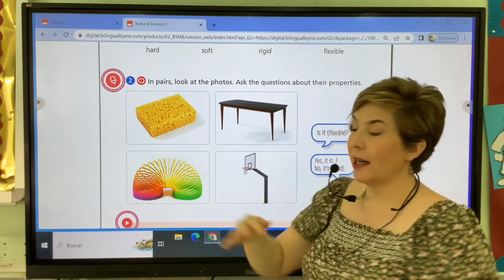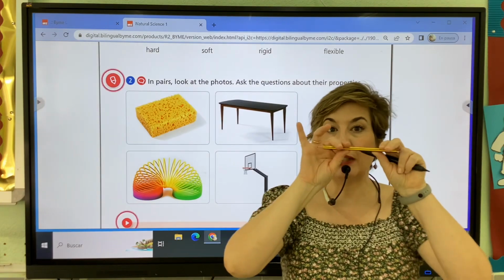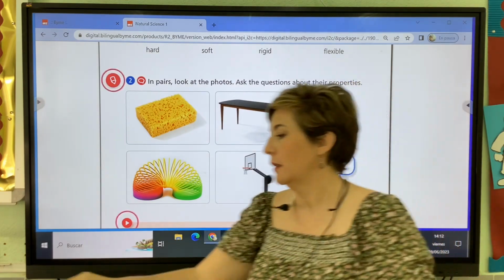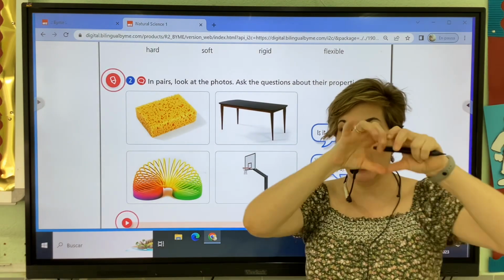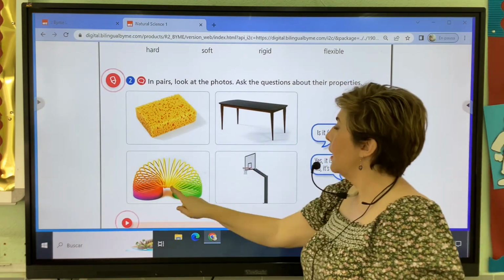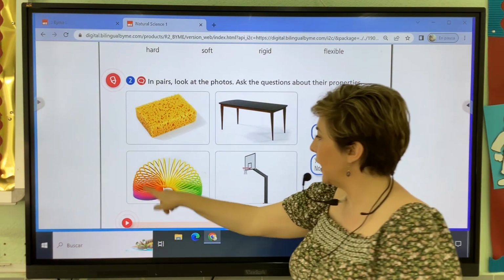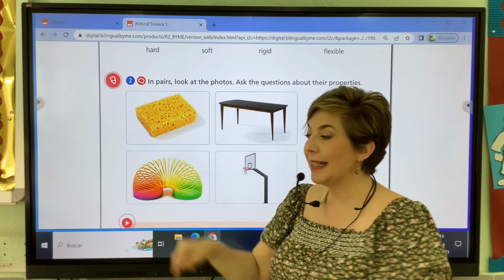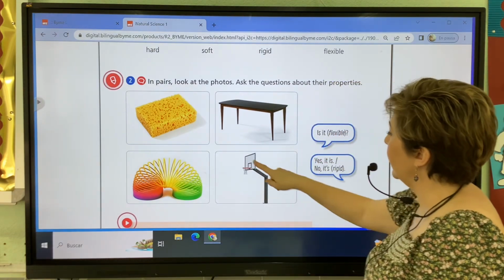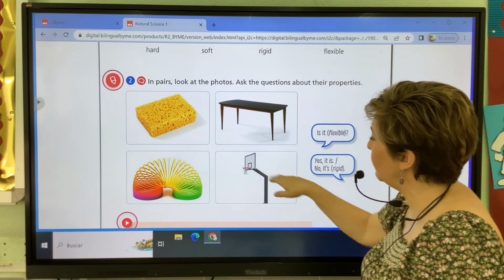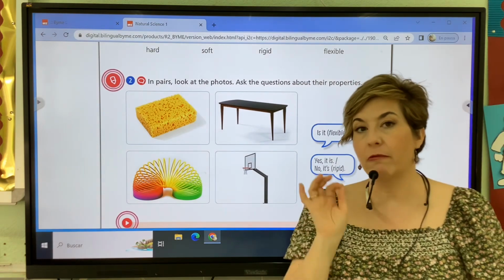Some materials are rigid. For example, a pencil is rigid, we cannot bend it. And a table would be also hard and rigid. Then we have other materials that are flexible. This spring is flexible. And this basketball would be hard and rigid.